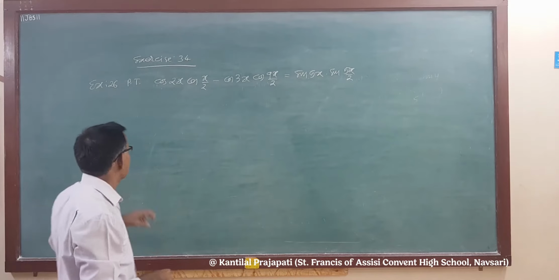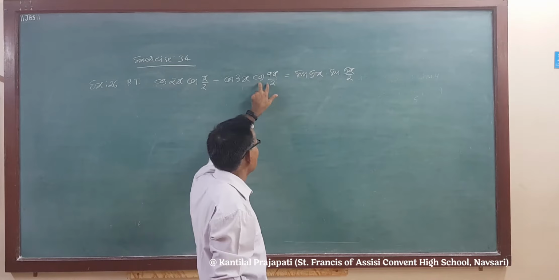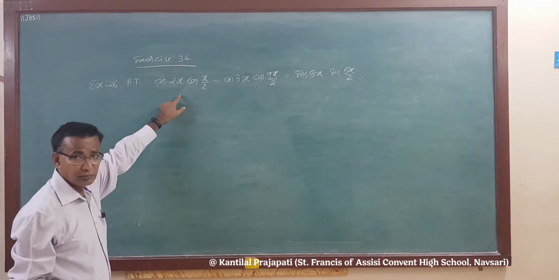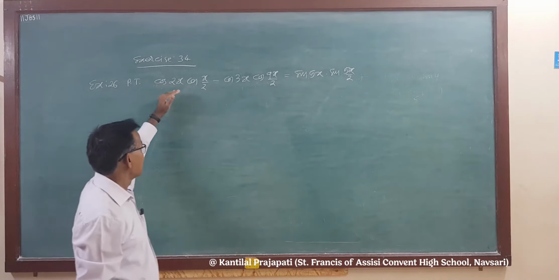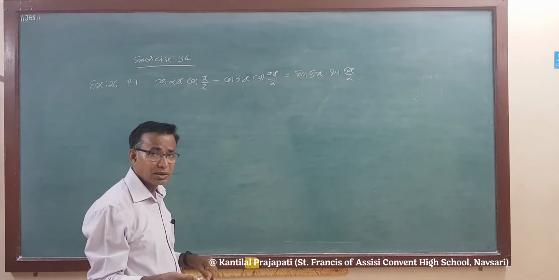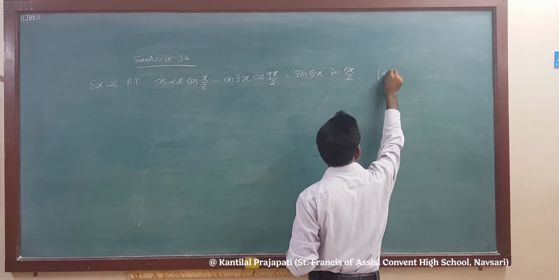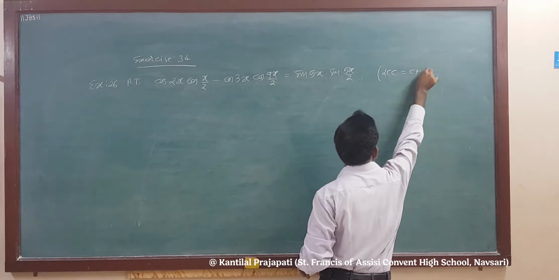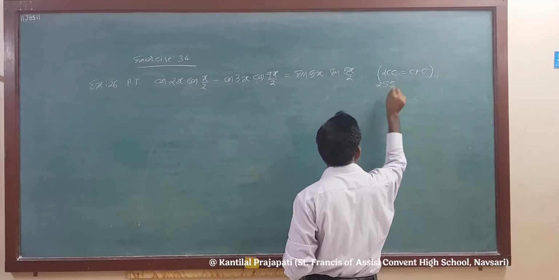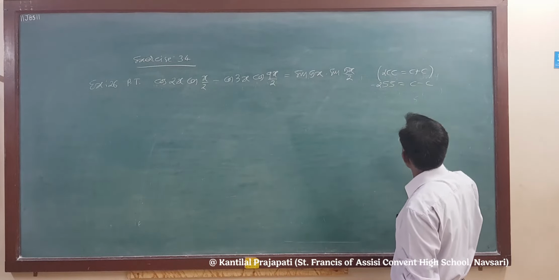See the LHS, cos 2x into cos x by 2, here cos 3x into cos 9x by 2. The product is given, cos into cos, so we have to represent this product as a sum or difference. So we apply the formula 2 cos A cos B is equal to cos(A+B) plus cos(A-B). Also we write 2 sin A sin B is equal to minus, cos(A+B) minus cos(A-B)... that is, 2 sin A sin B equals cos(A-B) minus cos(A+B).